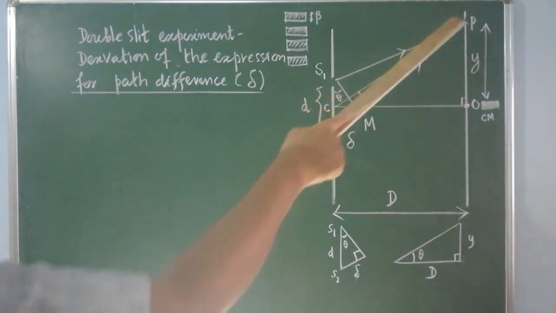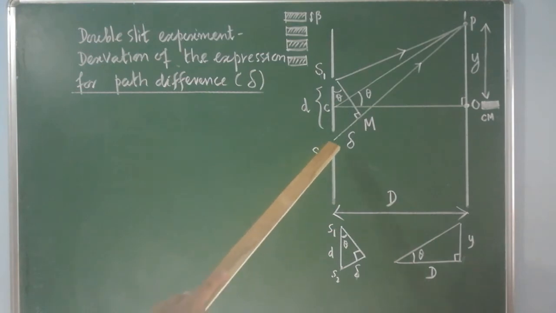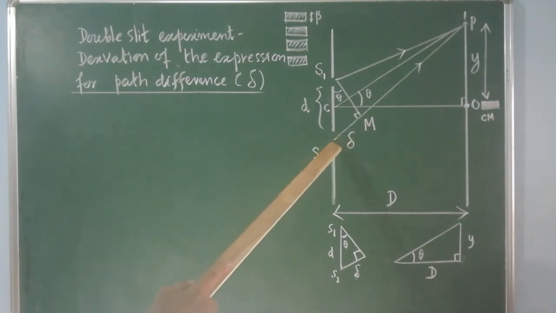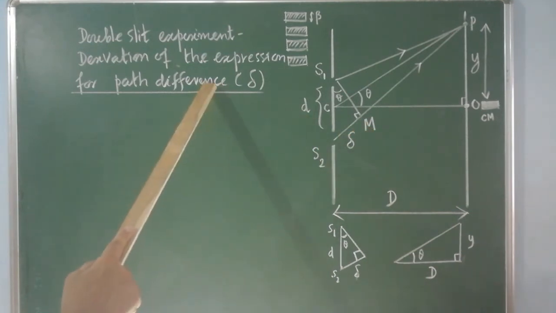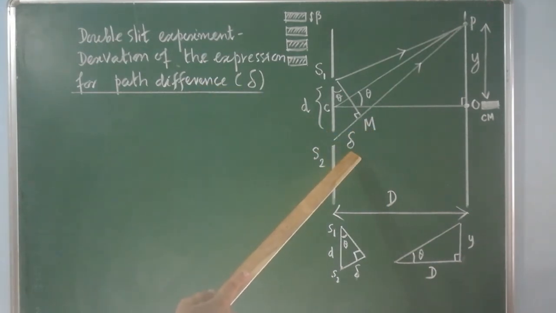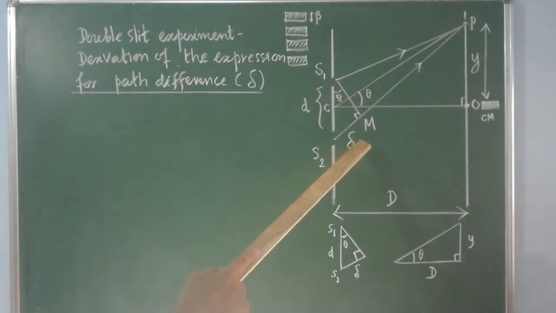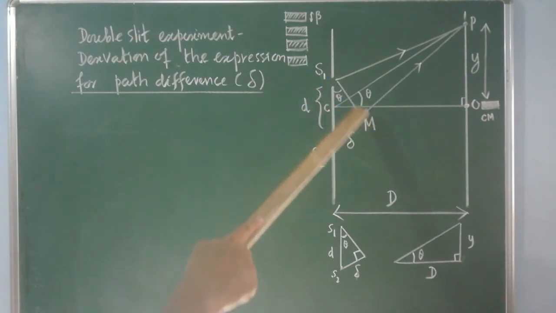S1 travels the shorter distance, is clear, to reach the point P. So the light wave from S2 travels an extra distance, this distance S2M. This extra distance traveled by the light wave from S2 is called the path difference. That should be represented by the letter delta. Are you clear? So here, how to get the delta, the extra distance, the path difference? What we have to do? From S1, we have to draw the perpendicular.